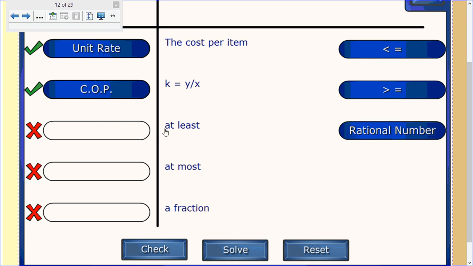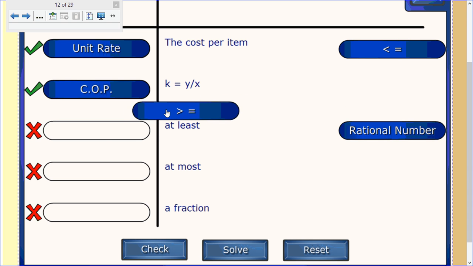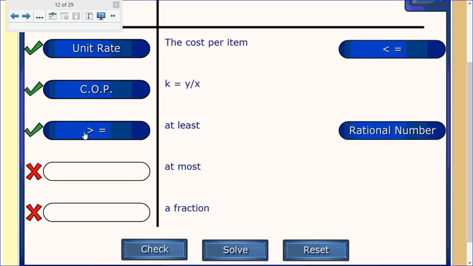All right, at least. If I'm going to get money, I want to get at least enough to cover my lunch. So if my lunch is $5, I want to get $5, but if I want a little something extra, I better get a little bit more than $5. Now, which symbol is that? That's the less than symbol, and that's the greater than symbol with the equal sign attached to it. So I want to get greater than or equal to $5. That's what we mean by at least. It means greater than or equal to.